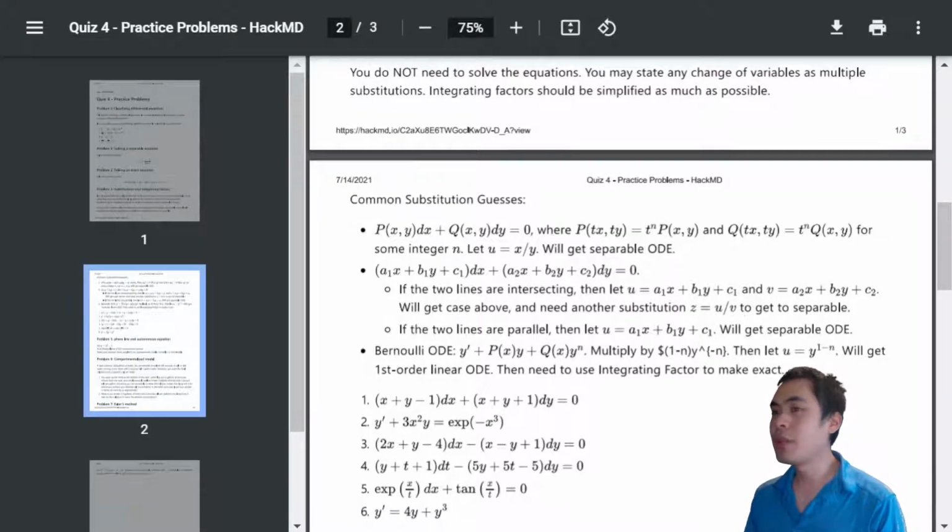Intersecting lines is the only one that needs two substitutions. So intersecting lines is the only one where you need two simultaneous substitutions. In the other cases that we have, you just need to do a single substitution to get rid of one of your variables.